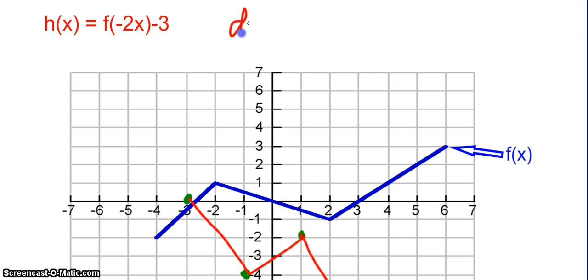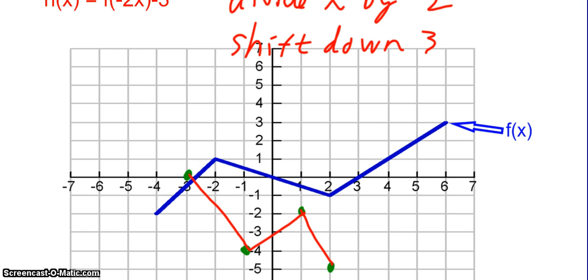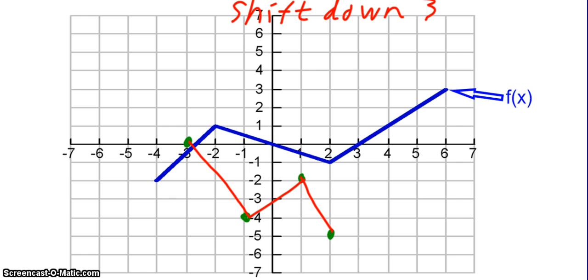We are dividing the x by negative 2 and subtracting 3 from the y, or shift down 3. So that's how I got these points. So basically I started by looking at these points, or I can color code this a little bit better, so I'll show you that. So this is at an x value of negative 4. So if I divide that by negative 2, that becomes positive 2. And then I shift down 3. So that's how I got this point.